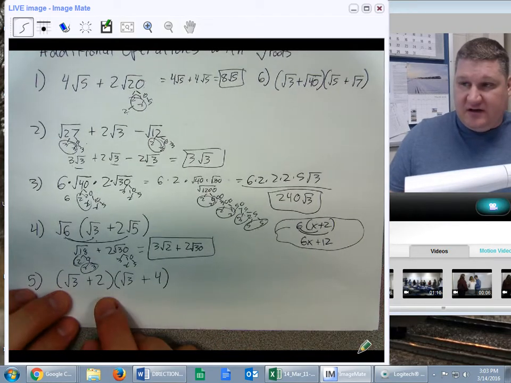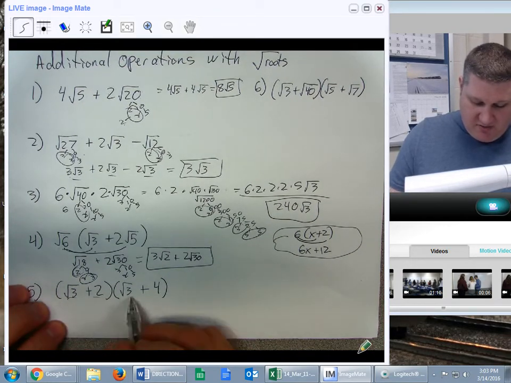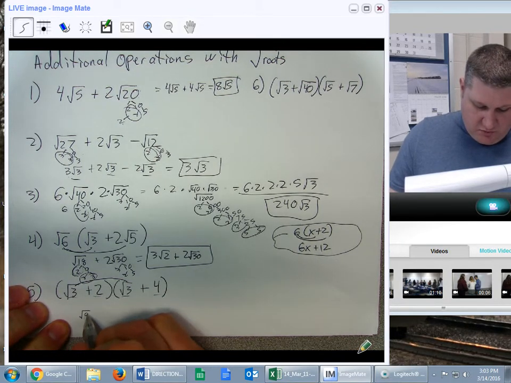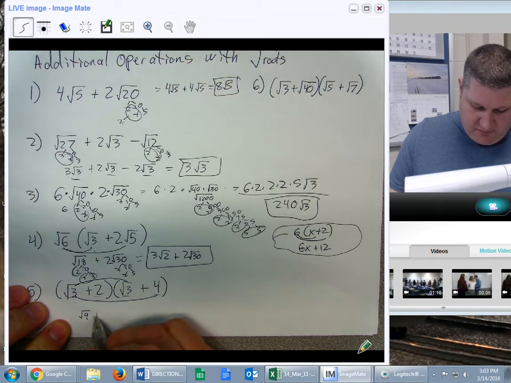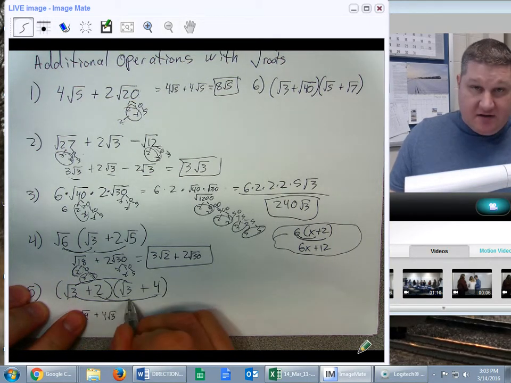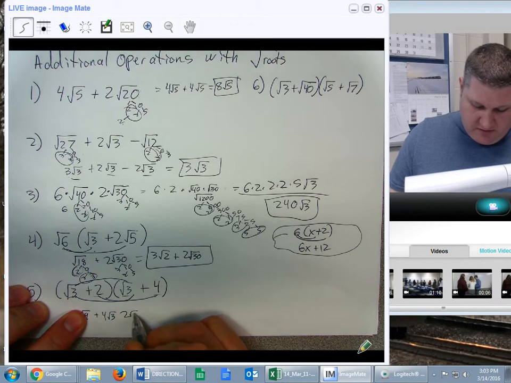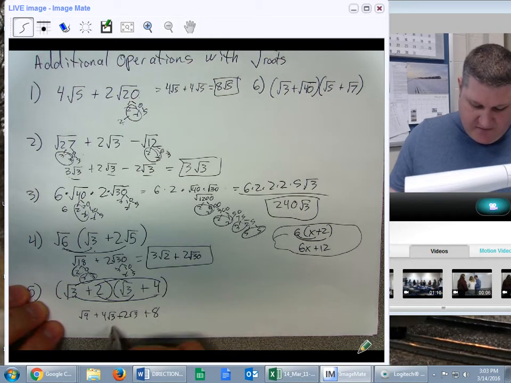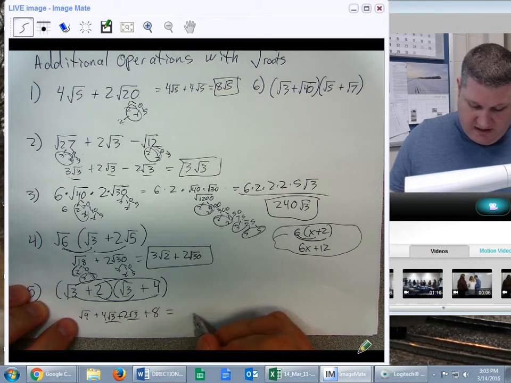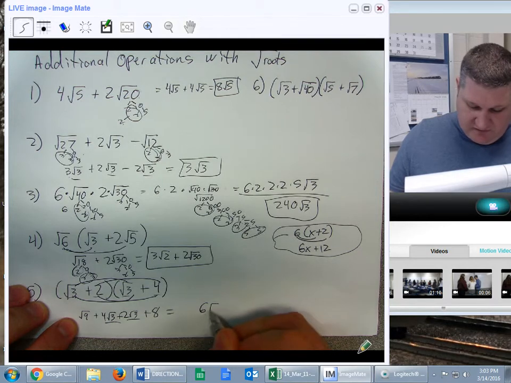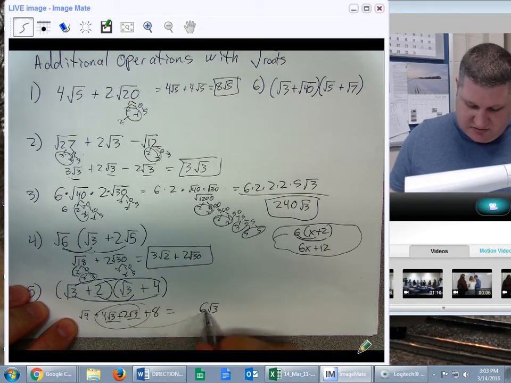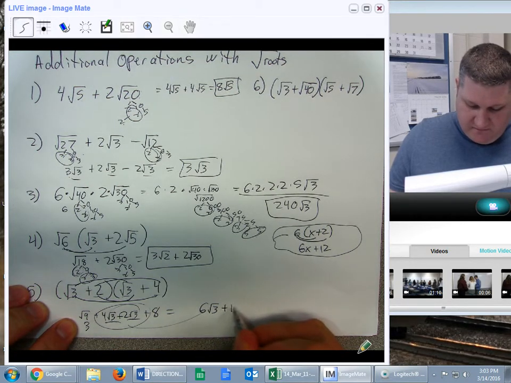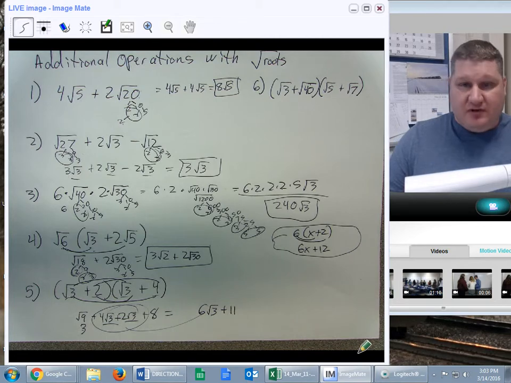Now, if I have something like this where I have a binomial times a binomial, I still need to give it away first times first. Root 9. Outer times outer plus 4 root 3. Inner times inner, 2 root 3. Now that's plus because they're different terms. And finally, last times last, 8. 4 root 3 and 2 root 3 together make 6 root 3. So 6 root 3, very good. Now, 9 is 3, so what's 3 plus 8? That is 11. So you get 6 root 3 plus 11.